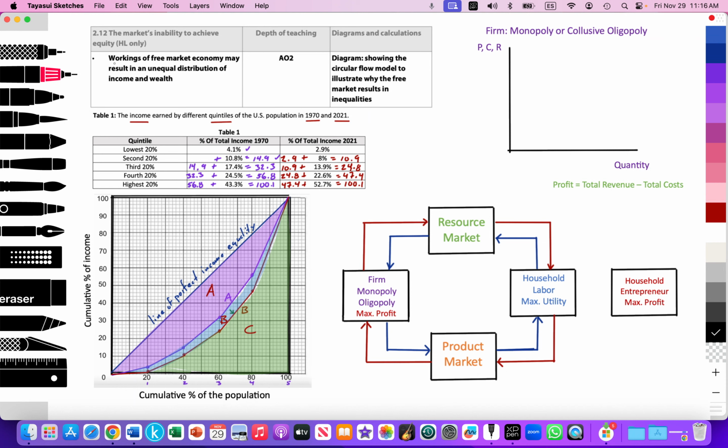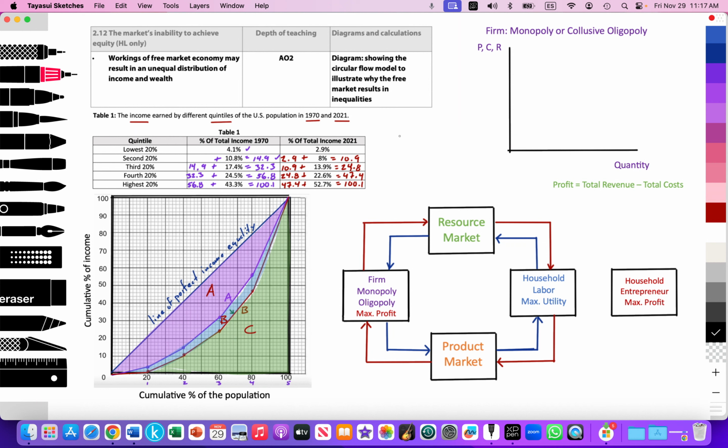We can see here it says the workings of a free market economy may result in unequal distributions of income and wealth, and the diagram that could be required of us, showing the circular flow model to illustrate why the free market results in inequalities. In a previous video, we've looked at the Lorenz curve and the Gini coefficient.